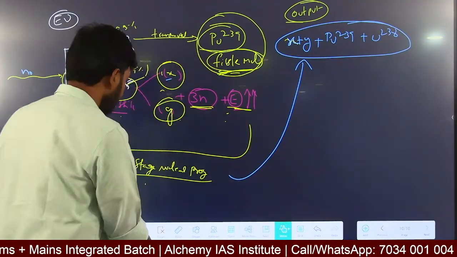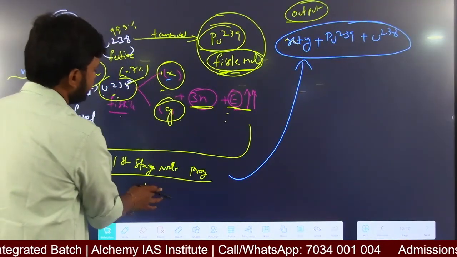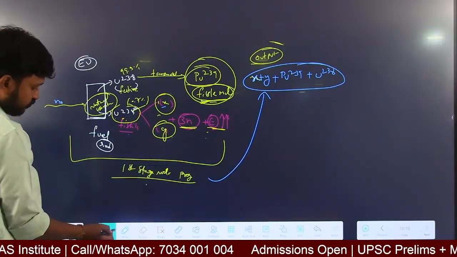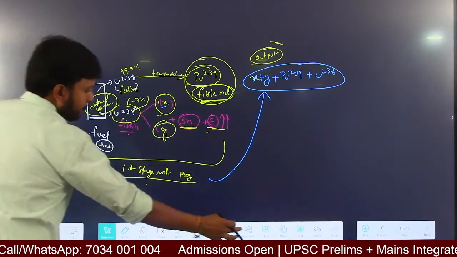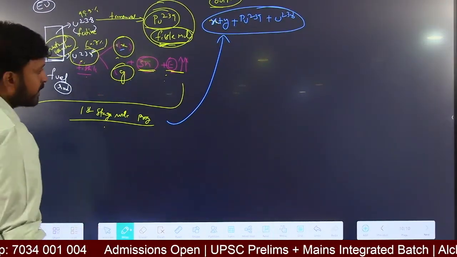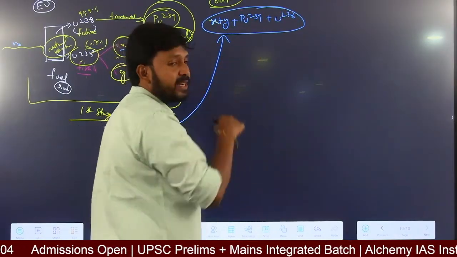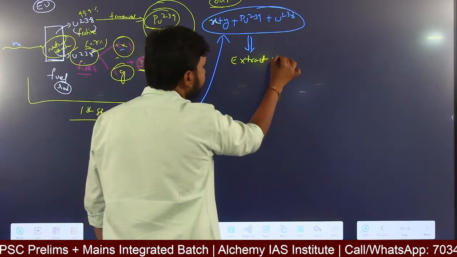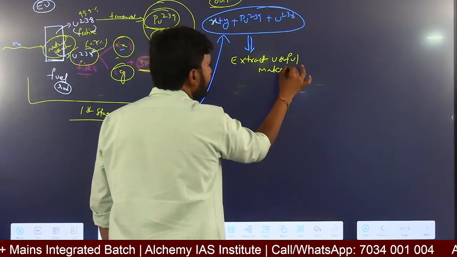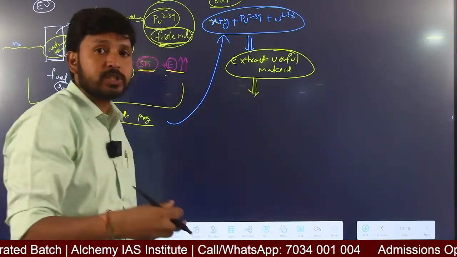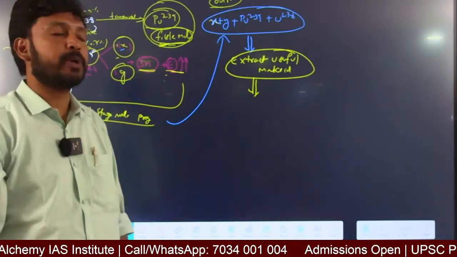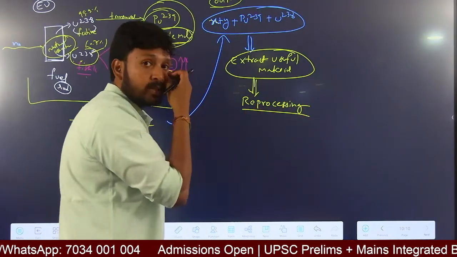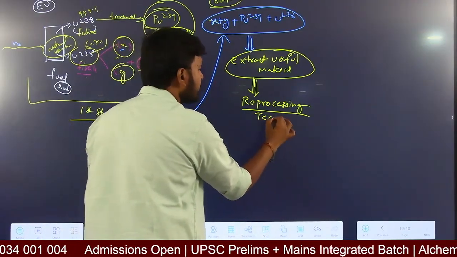Okay, I'll just minimize the size here. So what is happening? Whatever this waste or output is there in the first stage nuclear program, from this waste I will extract useful material. And this process of extracting the useful material from the waste or output is called reprocessing. Okay, this is called reprocessing technology.